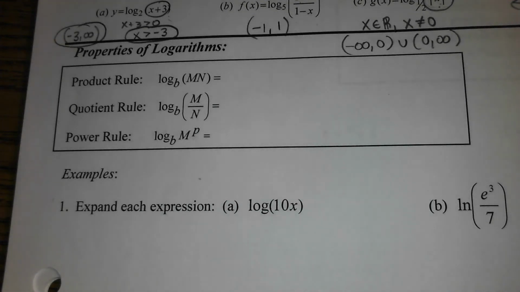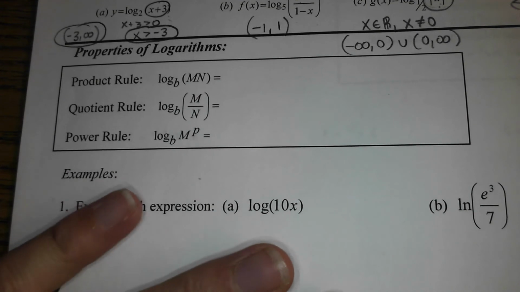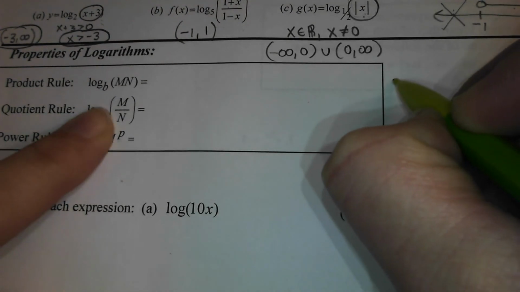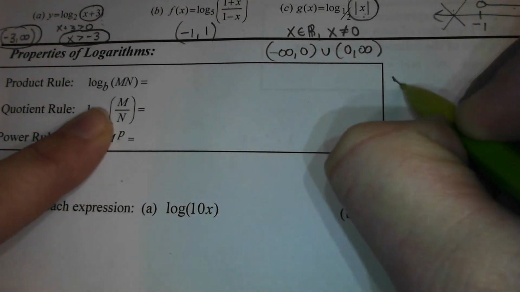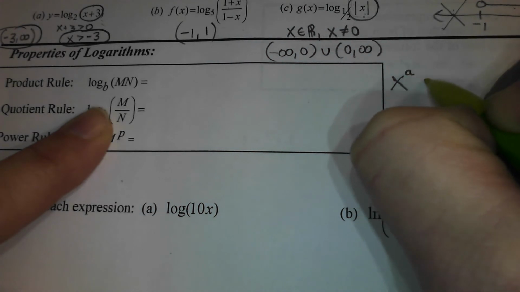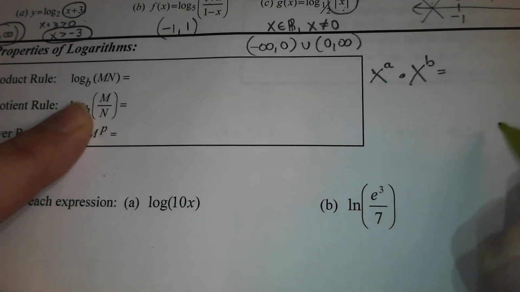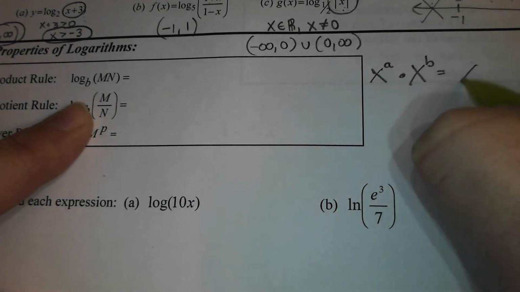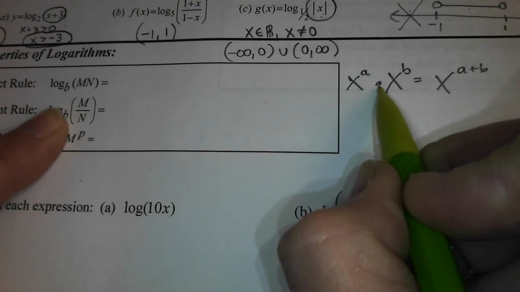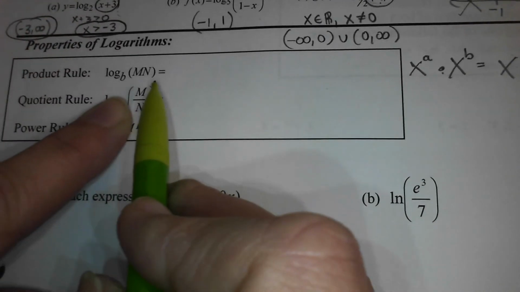So, for example, when you multiply common bases, we're just going to review this quickly on the side. If I take x to the a power and I multiply it by x to the b power, what's my new equation? X to the a plus b. So multiplication is tied with addition. The same is true here with logs.